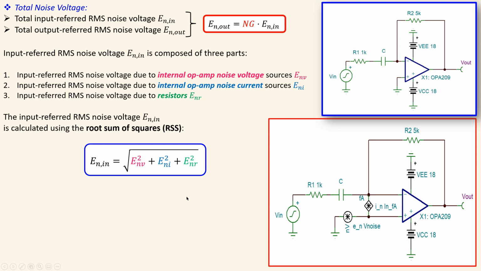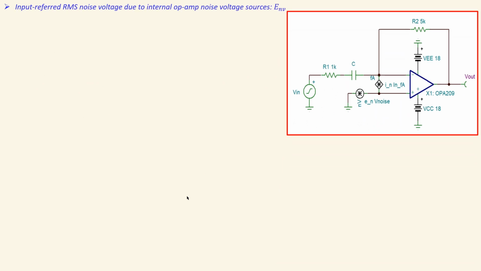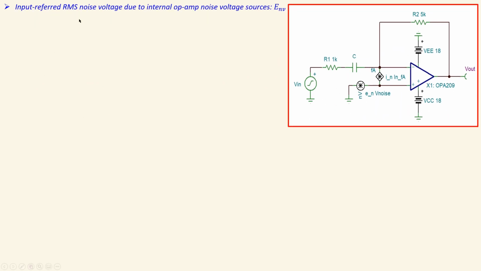That will be the effective input referred RMS noise voltage. Okay, now let's look at the first one, which is the input referred RMS noise voltage due to the internal op-amp noise voltage source, which is actually this. So how much noise do we have at the input due to this only?